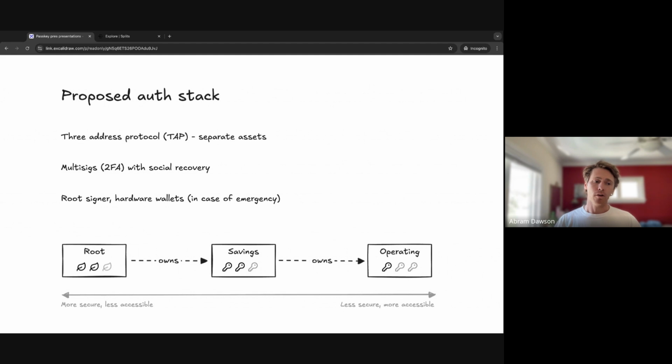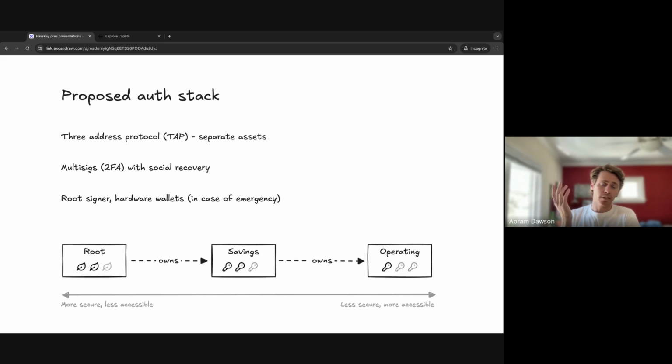The three address protocol, if you're not familiar with that, I would definitely check that out. The idea there, Punk 6529 talks about this, is you separate your assets into different accounts, and those accounts should have different security and accessibility trade-offs. You might have your vault, your cold storage, and then your hot wallet that you can connect to other sites. But you don't ever connect your vault using Wallet Connect or any third-party apps to that other app.